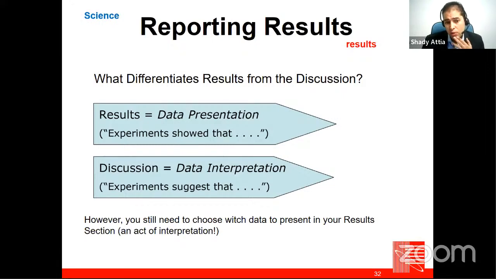Also, when we distinguish the results from the discussion, the results are more like data presentation: the experiment showed that, or the simulation showed that, while the discussion is more interpretation. So here we can say the experiment suggests that. We can even elaborate on this difference to make sure that we distinguish the discussion from the results. However, you still need to choose which data to present in your results section and leave the interpretation for the discussion section.